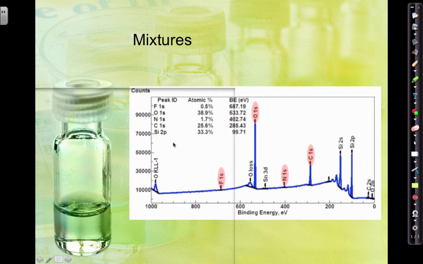Normally, I really think you're just going to see one element at a time, but I do want you to notice something. The amount of energy for each of these 1s peaks is different, and again, that goes back into the nuclear charge. So as we go across the period towards fluorine, fluorine has the most number of protons, so that one is going to require a larger amount of energy to pull off those electrons.